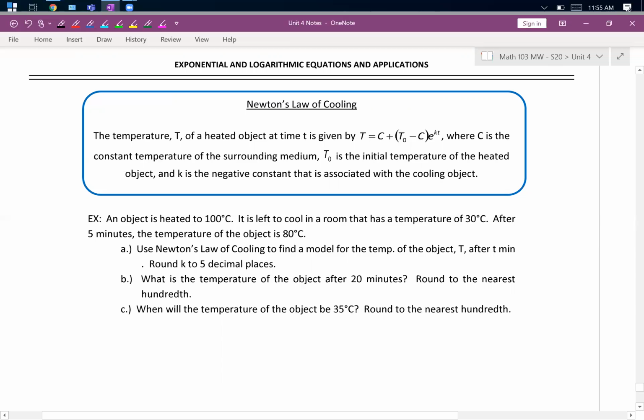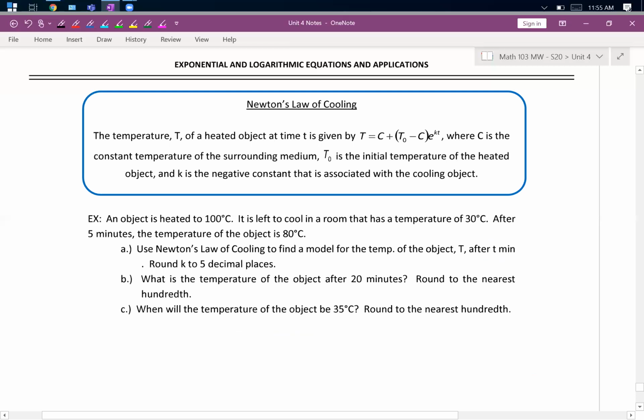Okay, so an object is heated to 100 degrees Celsius. It is left to cool in a room that has a temperature of 30 degrees Celsius. After 5 minutes, the temperature of the object is 80 degrees Celsius. We're going to start by using Newton's law of cooling to find a model for the temperature of the object T after t minutes. We'll round our k value to 5 decimal places.